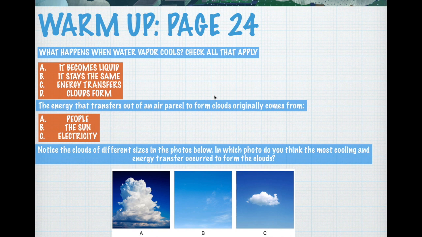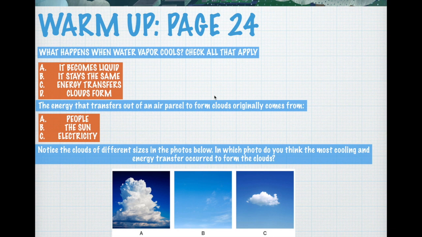So question two asks you about the energy and where it comes from. We know that the energy comes originally when the water is heated by the sun to go into the water vapor phase. So the origin is the sun. And as it transfers and changes, it goes into the atmosphere.